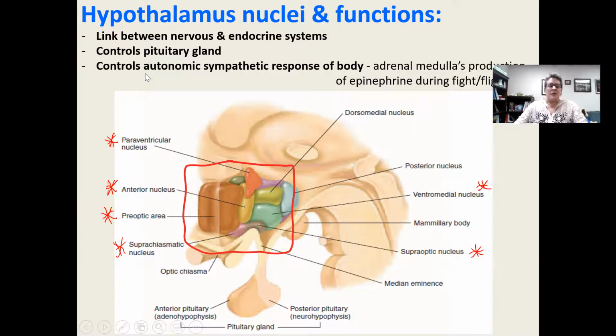Now, we've talked a bit in the previous chapter about your autonomic response during fight or flight, and that involves epinephrine. Epinephrine is secreted from your adrenal gland in response to commands by the hypothalamus. So the hypothalamus is actually in control of your fight or flight system. So let's look at some of the nuclei. We won't cover all of them, just the ones that I think are relevant.